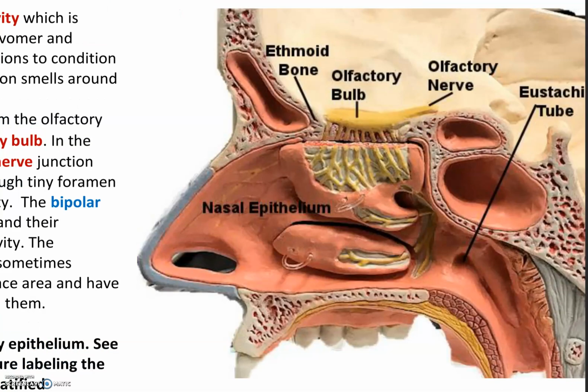So, our last one is going to be the nasal epithelial slide. And this is important because that's our sense of smell. If you remember from the previous lab, we have our olfactory nerve coming along. We have the olfactory bulb right there. And there are extensions into the nasal cavity. And these are all bipolar cells in there.